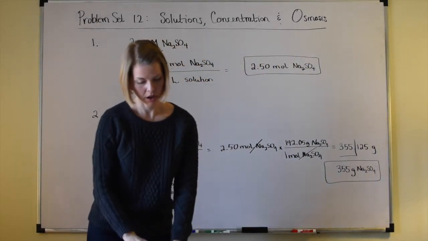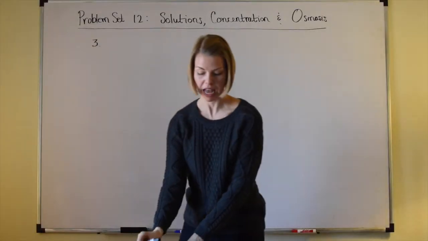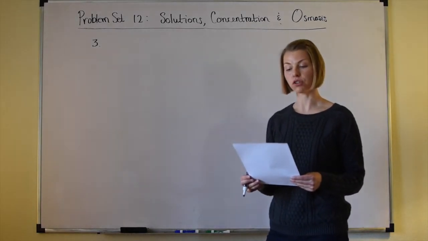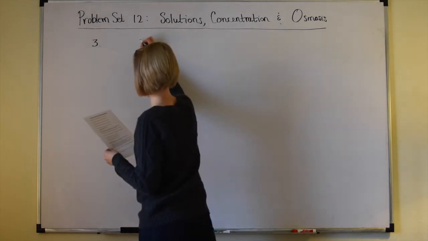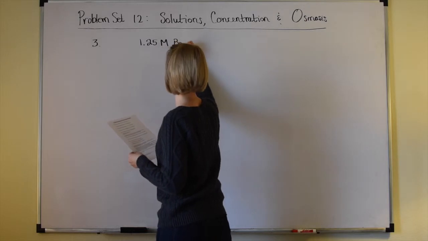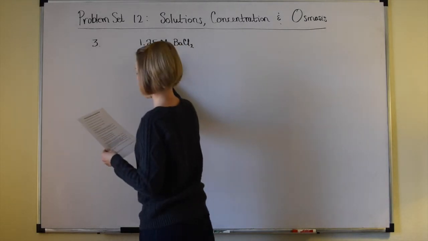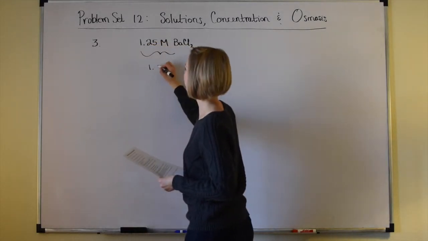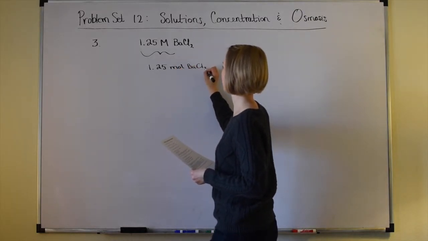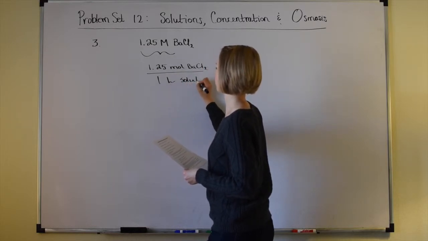All right, going on to number 3. How many moles of barium chloride are in 2.8 liters of a 1.25 molar solution? Okay, so a 1.25 molar solution of barium chloride. Make sure that you're getting this formula right, okay? And we know that this means 1.25 moles of solute, the solute is the barium chloride, per 1 liter of total solution.